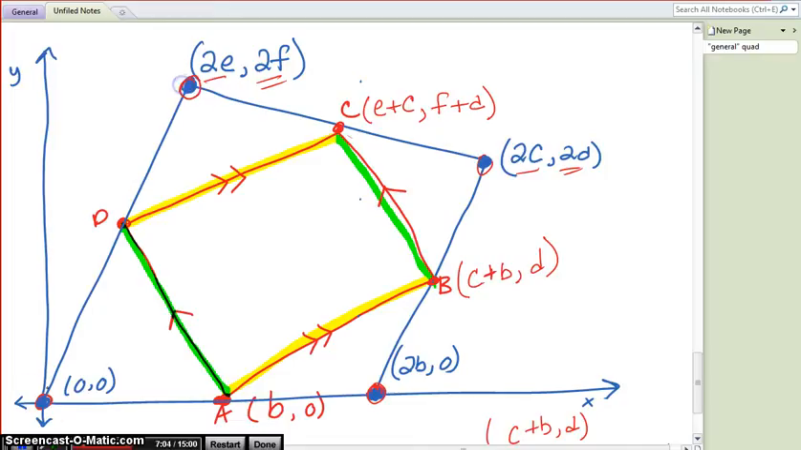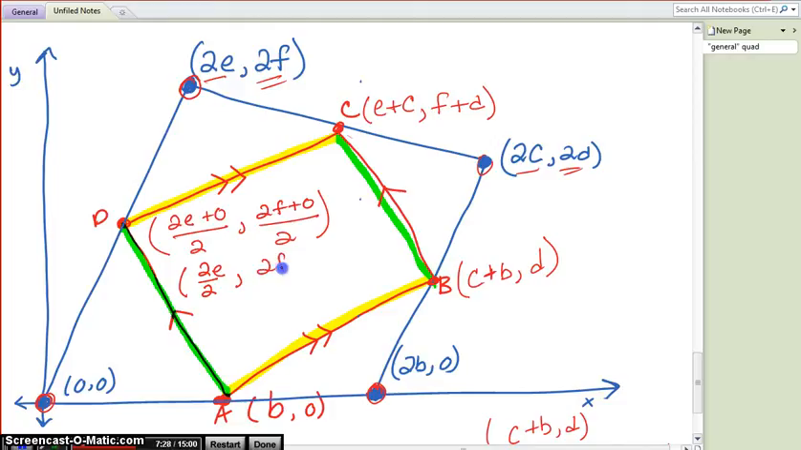And let's get the coordinate for point D by averaging 2E plus 0. Oh, this is another nice one. Easy, because we don't add anything to it. And 2F plus 0 in the y direction. So we need to find that average for D. And when we simplify that, we have 2E over 2, comma 2F over 2. And we simplify that one more time because we can cancel the 2's, and we have the coordinate E, F here at D.